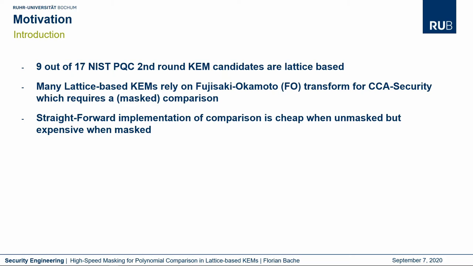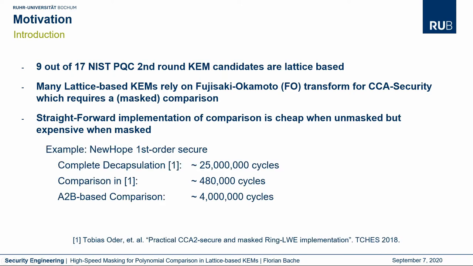So even for the first order case, we can look at NewHope, which we used as a benchmark in our paper. And the first order secure NewHope implementation can be found in Oder et al., which takes around 25 million clock cycles on an ARM Cortex-M4 microcontroller. And the comparison alone is around 480,000 cycles. This isn't a lot compared to the overall runtime, but it's important to note that the comparison in the reference only works for first order masking. So there's no easy way to extend it to higher orders.